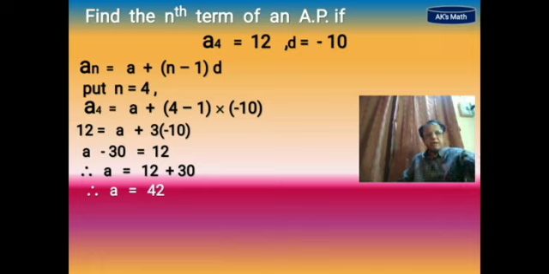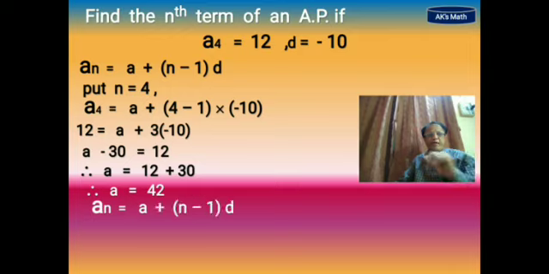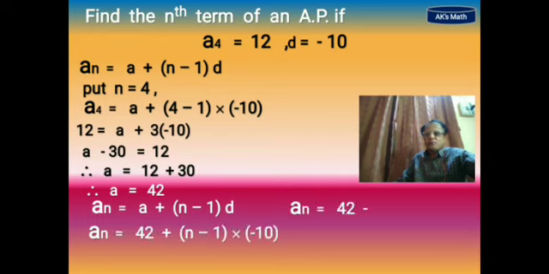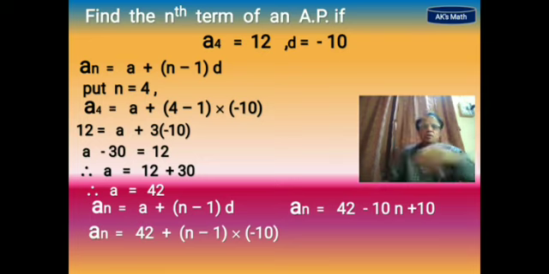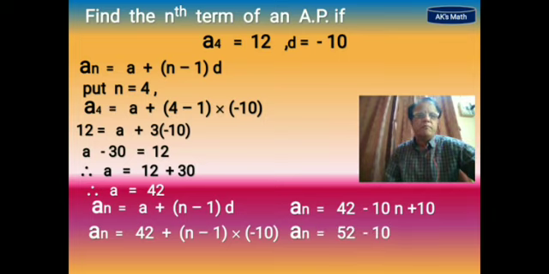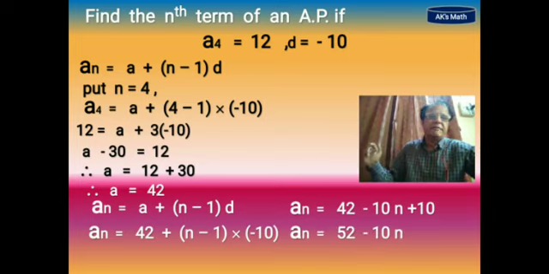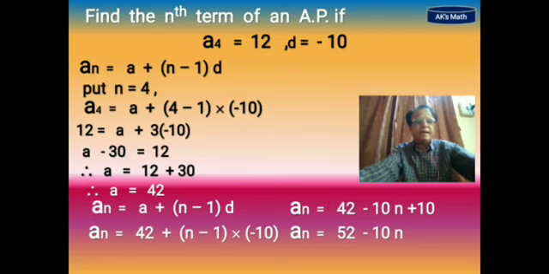Again write the general formula. So in the general formula, if we keep these two values without n, because we can't keep n now, हम अभी n नहीं रख सकते. So in place of n we have to keep n as it is. So after keeping the values, we will get an is equal to 42 plus n minus 1 into minus 10. Multiply that bracket by minus 10. So minus 10n, and minus 10 into minus 1 is equal to plus 10. So 42 minus 10n plus 10, it will be equal to 52 minus 10n. So this is our nth term, which we can find very easily.